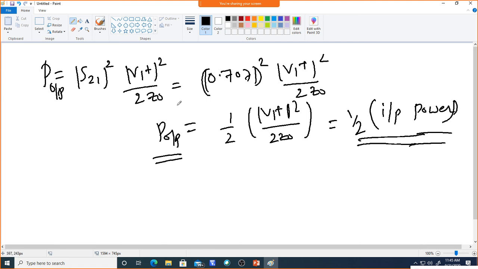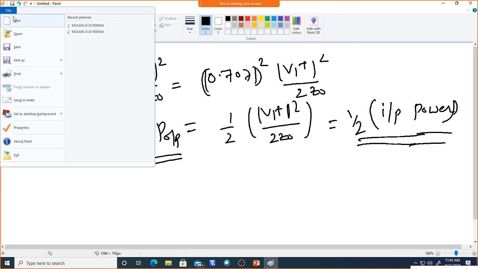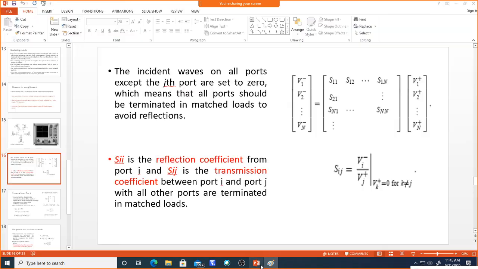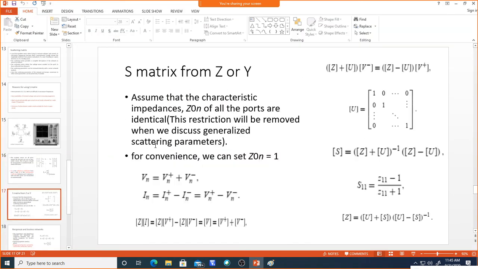So this is an example of S matrix, that is S parameter calculation, and how we can calculate it for a particular circuit. We'll do some problems later. This is just an example of how we can calculate it. Okay, so this is about the S matrix, and you can convert this S matrix in terms of Z or Y. So how can we calculate?